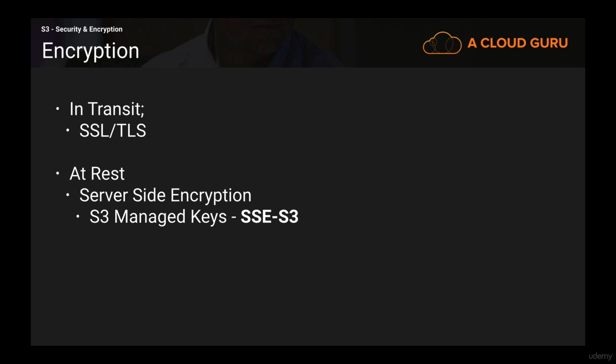So there's server-side encryption using S3 managed keys. This is where each object is encrypted with a unique key employing strong multi-factor encryption. As an additional safeguard, it encrypts the key itself with a master key that regularly rotates. So this is AES, or Advanced Encryption Standard 256, and Amazon do all the management of that themselves.